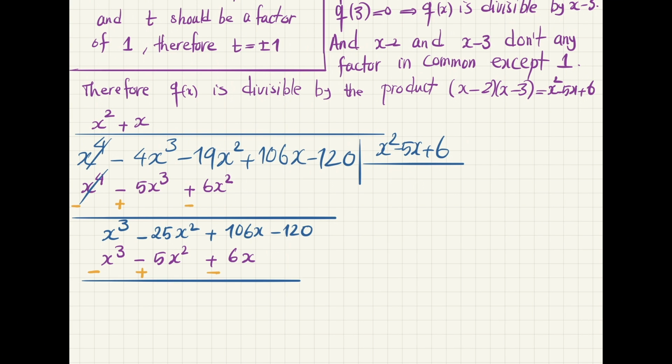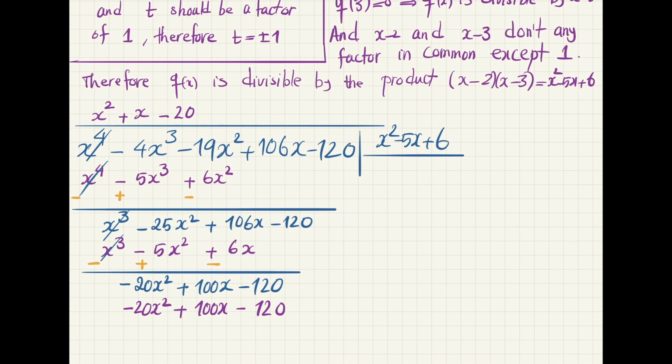and then add them. When I add them, this and that are gone, so I get positive 5x squared minus 25x squared, which gives me a minus 20x squared, and then I will get positive 100x minus 120. And then you immediately see that the next term would be minus 20, and if I multiply it, it becomes negative 20x squared, positive 100x, and negative 120.